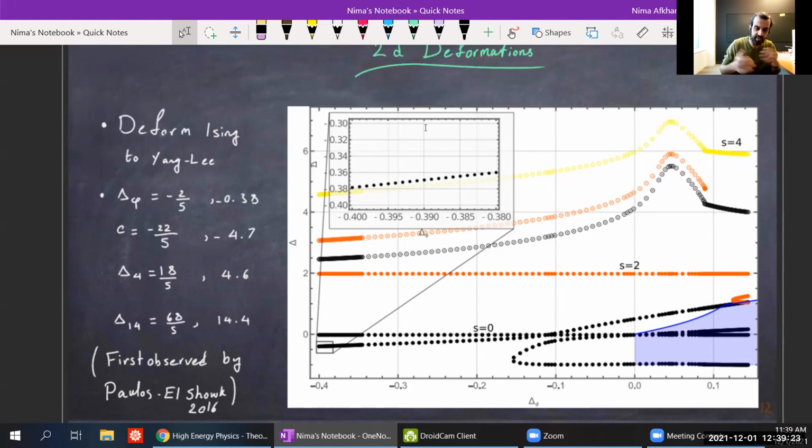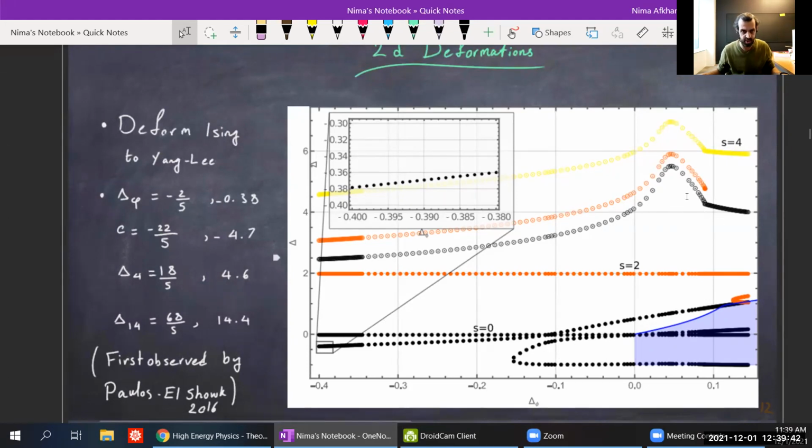Given that the dimension of my functional space is small, the fact that I'm matching like 3 or 4 operators consistent with what I get out of Yang-Lee is some evidence that I really am connecting Ising and Yang-Lee. But you might wonder, what happened here in this region?